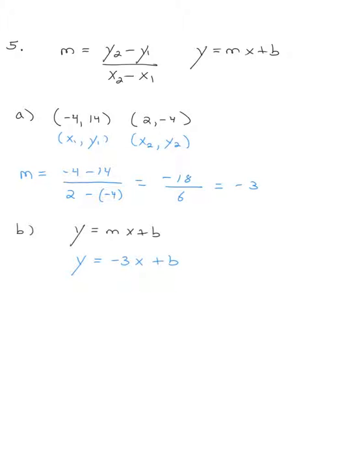To solve for b, I can use either this point or this point and substitute it into this equation. I'm going to choose this point just because the values are smaller. You could have used negative 4, 14 as well.